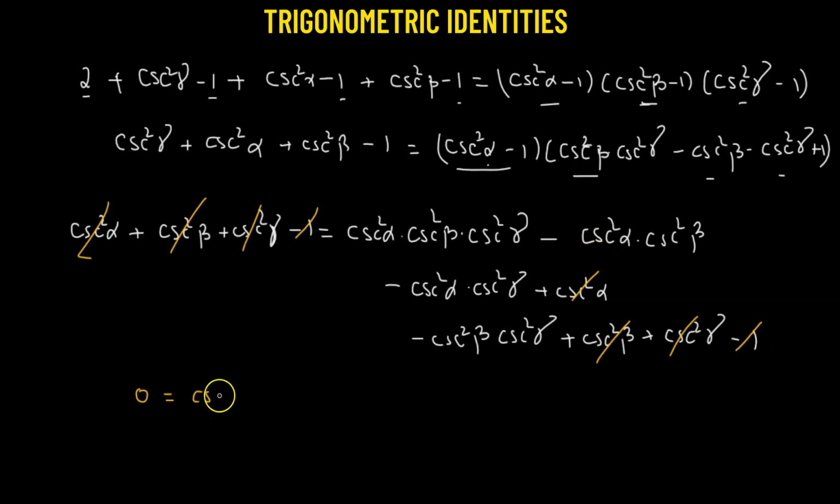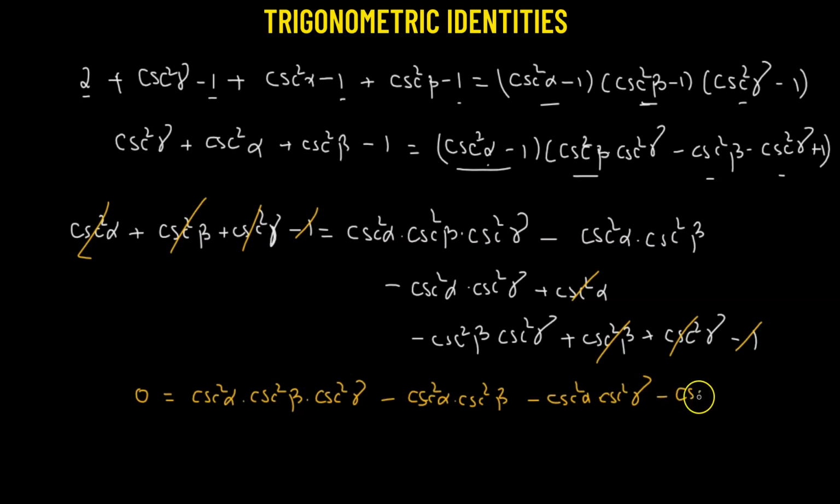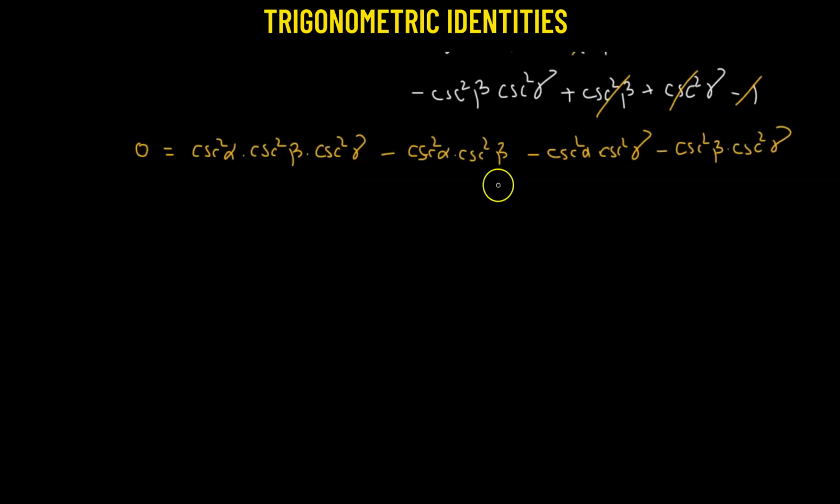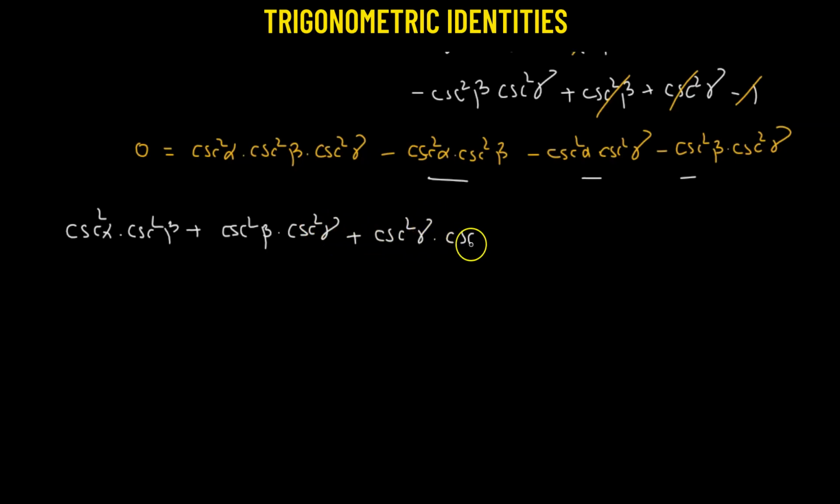So that equals cosecant squared alpha times cosecant squared beta times cosecant squared gamma minus cosecant squared alpha times cosecant squared beta minus cosecant squared alpha times cosecant squared gamma minus cosecant squared beta times cosecant squared gamma, which can now be rewritten by transposing these three terms to the left hand side to get cosecant squared alpha times cosecant squared beta plus cosecant squared beta times cosecant squared gamma plus cosecant squared gamma times cosecant squared alpha, which is equal to cosecant squared alpha times cosecant squared beta times cosecant squared gamma.